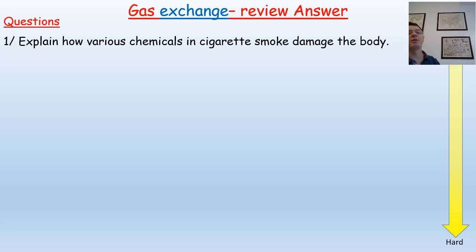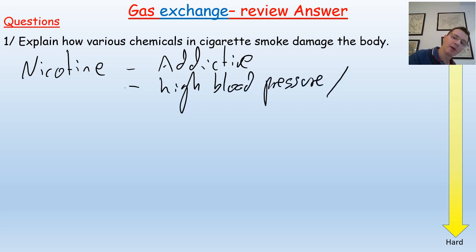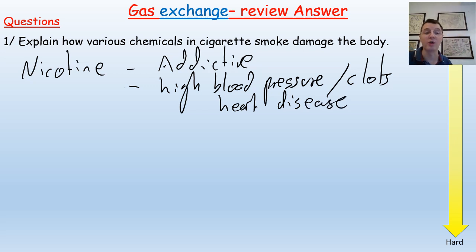So explain how the various chemicals in cigarette smoke damage the body. Well, you need to be naming at least 3 chemicals there. You need to be naming nicotine. You need to be discussing that it's addictive, leading to high blood pressure, and therefore blood clots and heart disease. In high enough doses, it can actually cause heart attack.